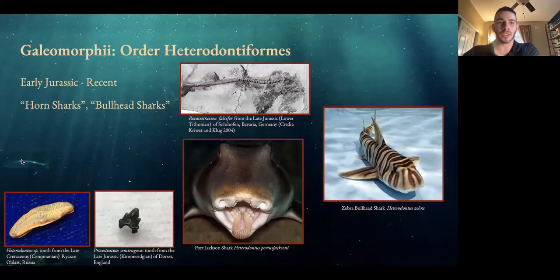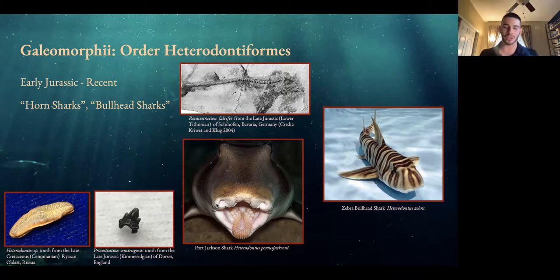So the most basal order, so the least derived order within Galeomorphii, are the Heterodontiformes. These are from the early Jurassic all the way through recent. Their common names are the horn sharks and the bullhead sharks. And these are really adorable looking animals, as you can see here. This is the zebra bullhead shark and the Port Jackson shark.